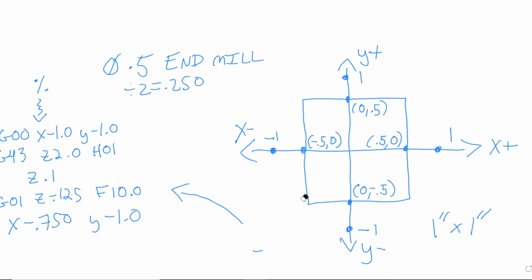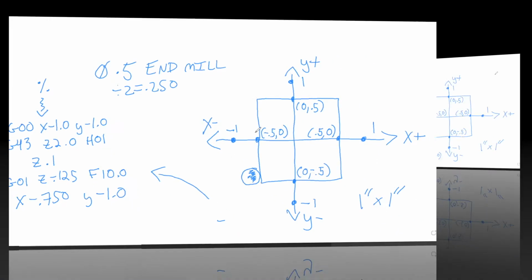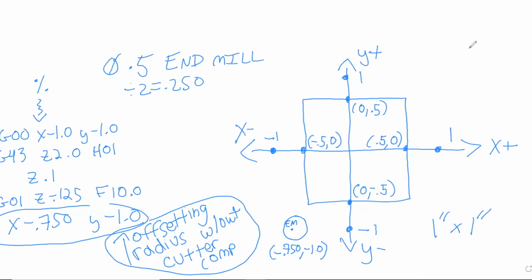So we would want to be cutting, say, here with the side of the cutter. So we would offset the radius of the tool in order to cut that edge and not take off more material than we want to. What I've done here is known as offsetting the radius without cutter compensation.